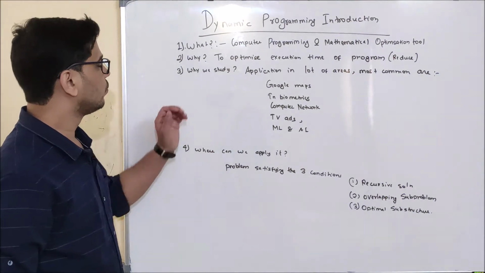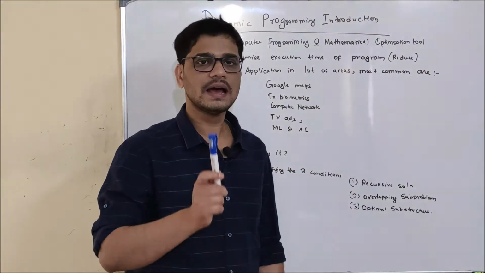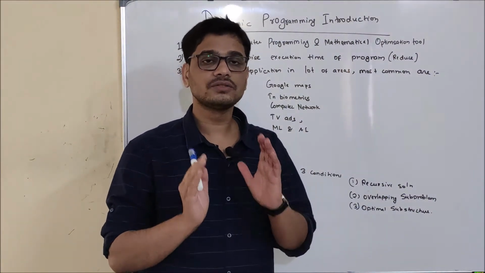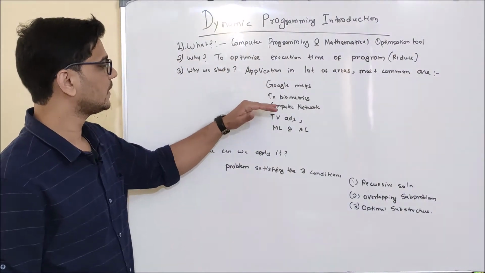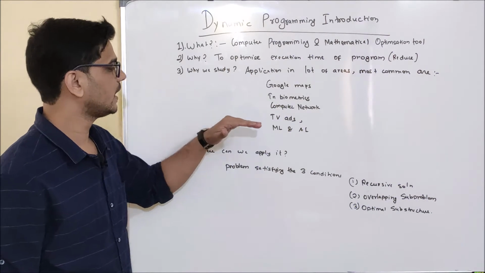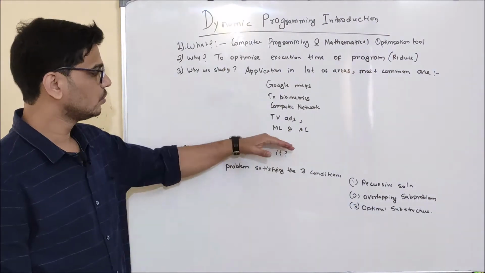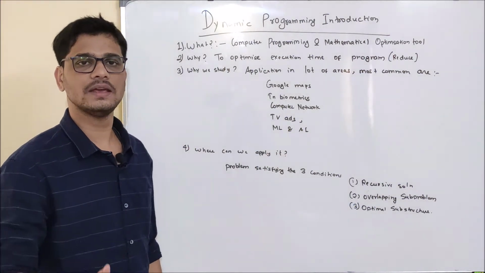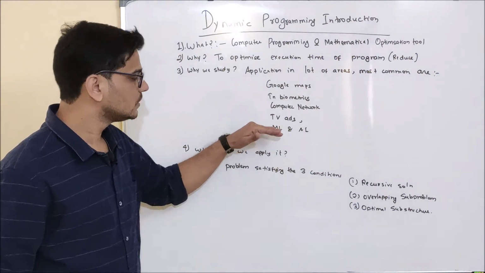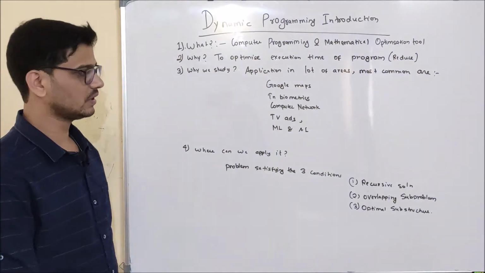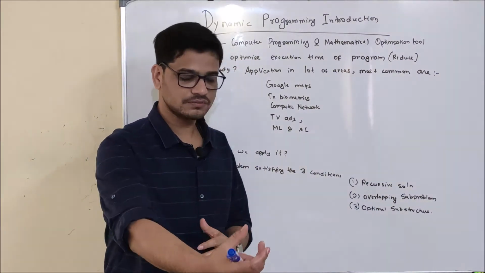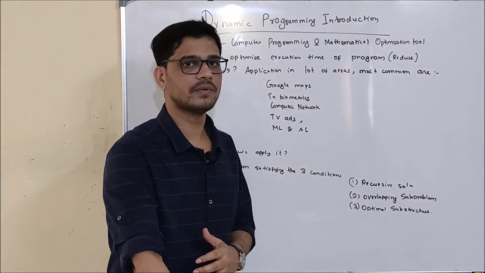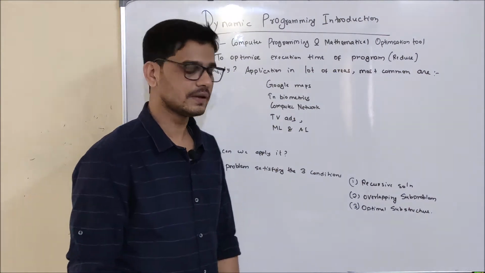And third thing, why do we study dynamic programming? It has application in lots of areas, okay? The most common ones are Google Maps, biometrics, computer networks, TV ads, and ML and AI. And you know how important ML and AI are for us. They are used in most areas these days, okay? And one more thing, Google Maps. If you are going to a place for the first time, are you going to use Google Maps or not? Most probably you will, okay?